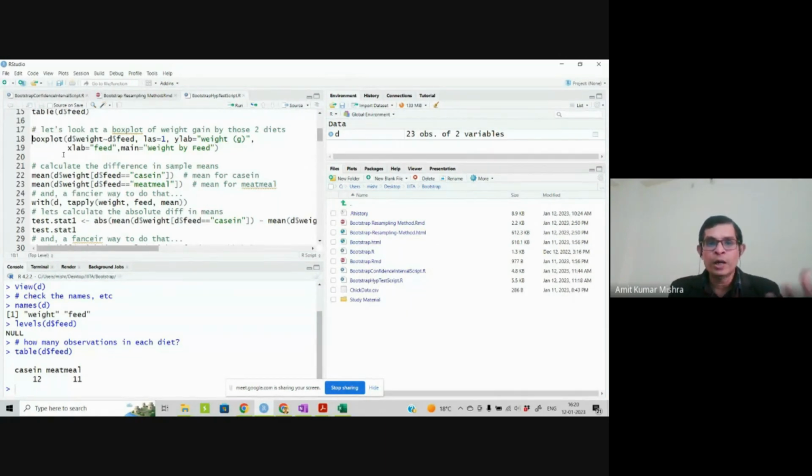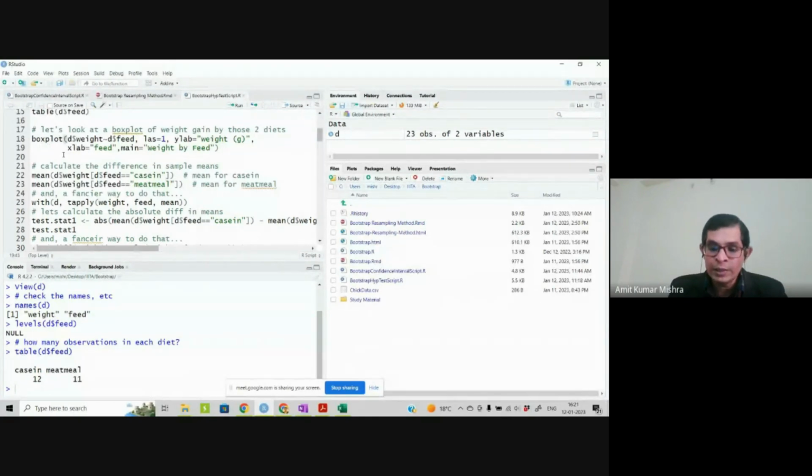So all of you know how to plot a box plot. Box plot of weight according to feed. las is 1. I will explain it. Yesterday someone was asking and I just explained it verbally. Now today I will show you what it actually does. las is 1, ylab is weight in grams, xlab is feed, main is weight by feed.